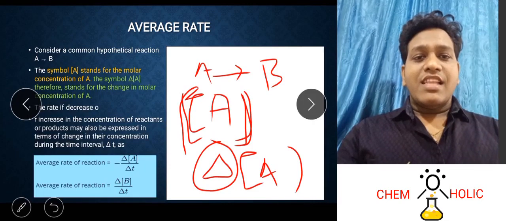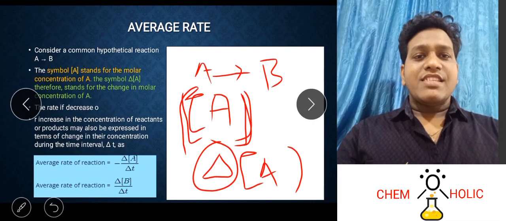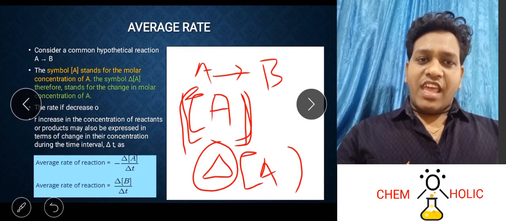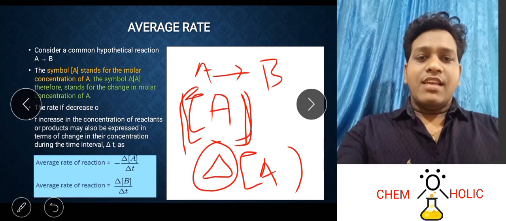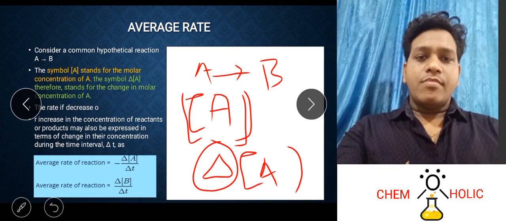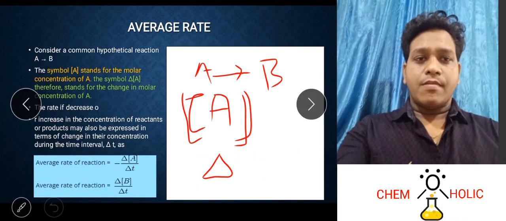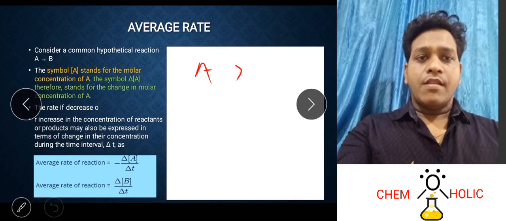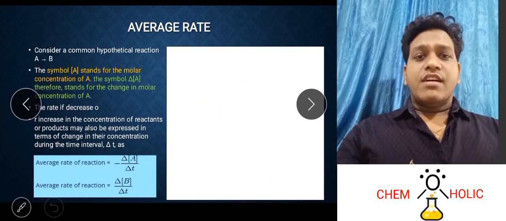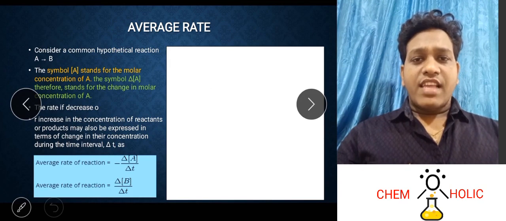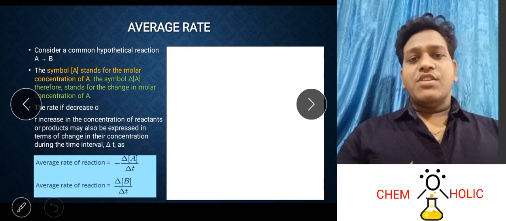If only the bracket A is coming, we can say active mass of reactant A, or concentration of A. And if delta is coming, we can say change in concentration of A. So the rate of any reaction, the decrease or increase in concentration of reactant or product, may also be expressed in terms of change in their concentration during the time interval.